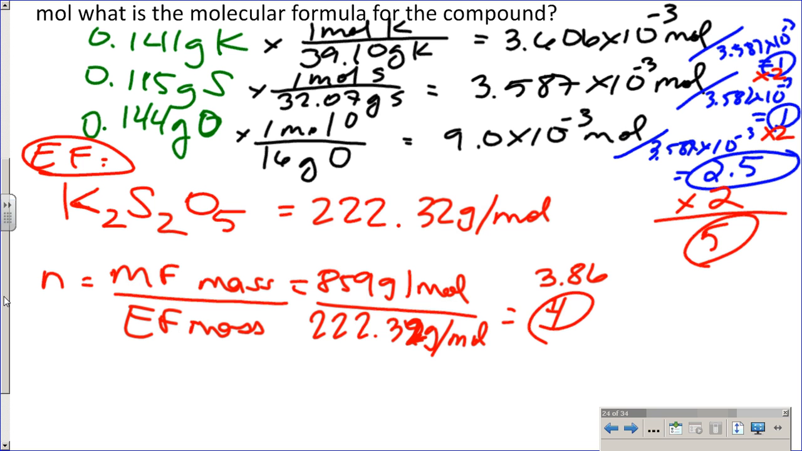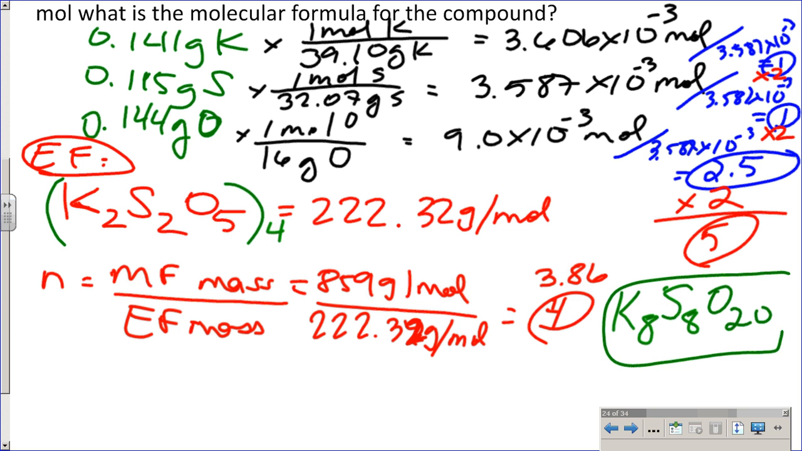So what is the purpose of the 4? Essentially, we're taking the empirical formula and multiplying all those subscripts by 4. So what's the molecular formula? K8, S8, O20. Whew. Molecular formulas are going to be bigger and better.